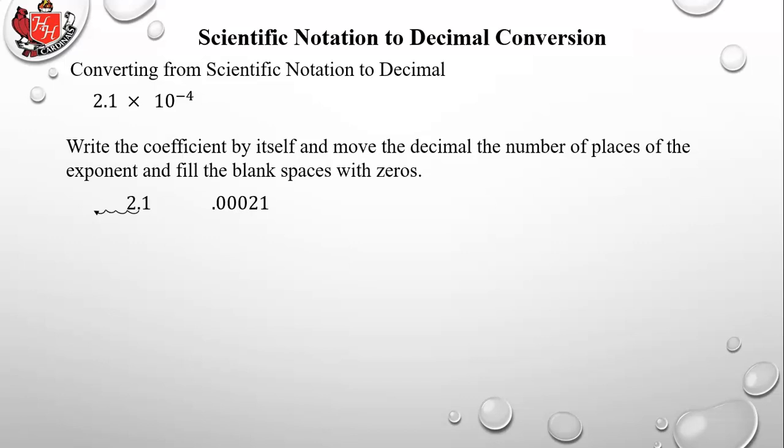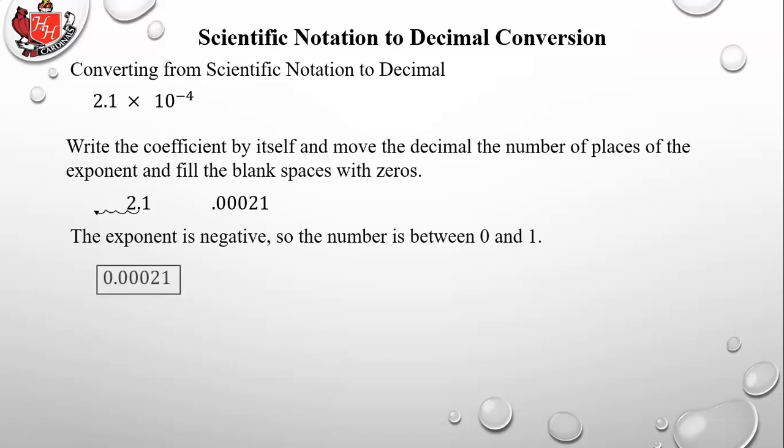So if you move it 4 places, you have those 3 blank spaces where you see the arrow there. So you're going to fill those with zeros, and there we did. So we have 0.00021. The exponent is negative, so the number is between 0 and 1. And there's the number right there.